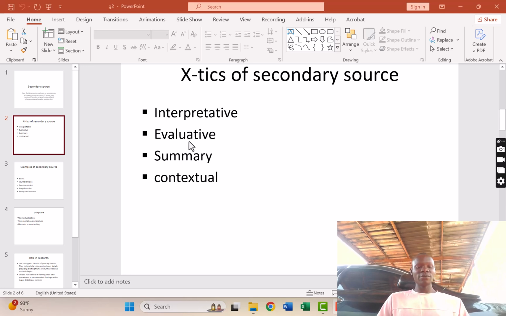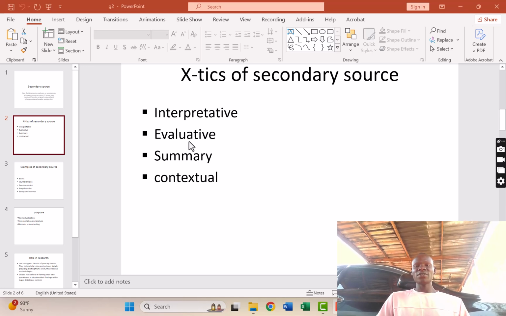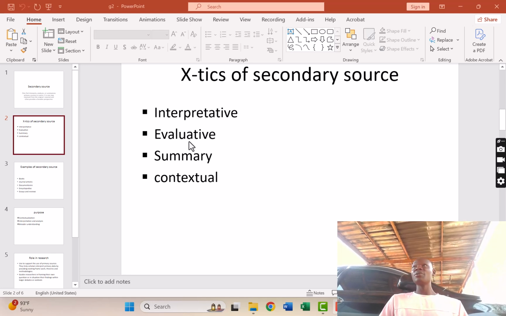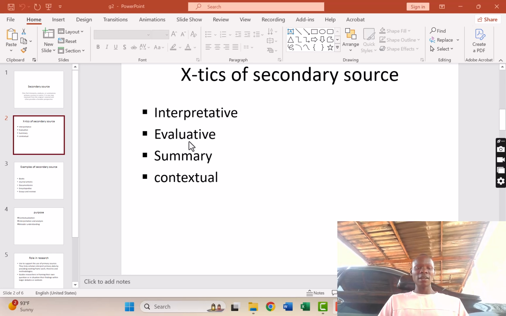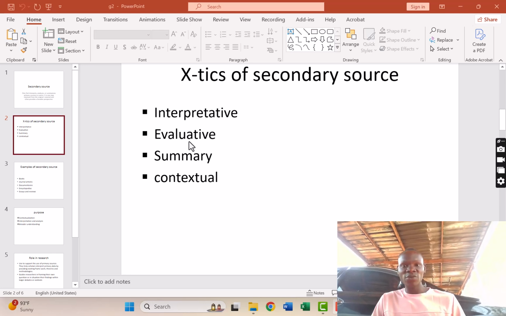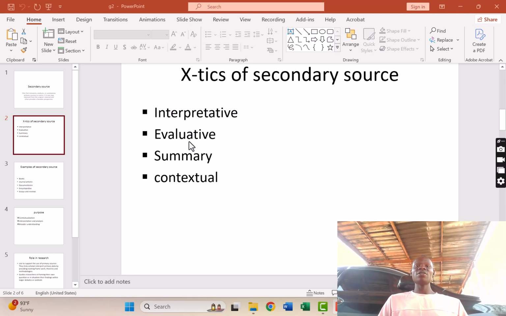Then you have the evaluative. They offer opinions or assessment based on evidence that may be drawn from the primary sources. These are evidence, like someone, maybe a thief, attacked you. You might go to the police station, then they will ask you what evidence you have against this person that you are saying came to your house and stole this and this from your house. So you need to have evidence, which is evaluative enough.